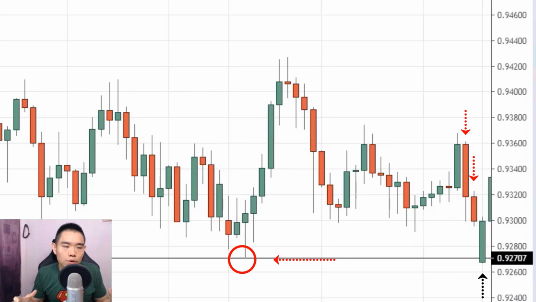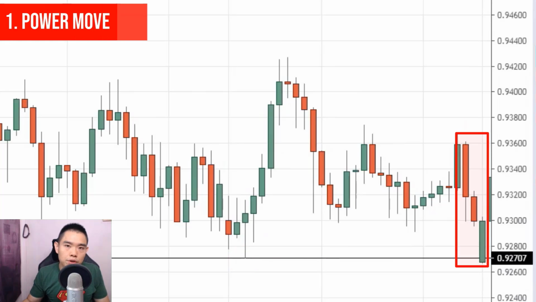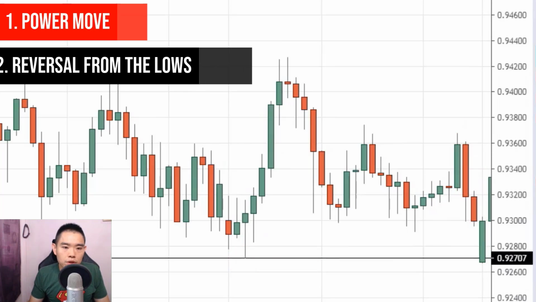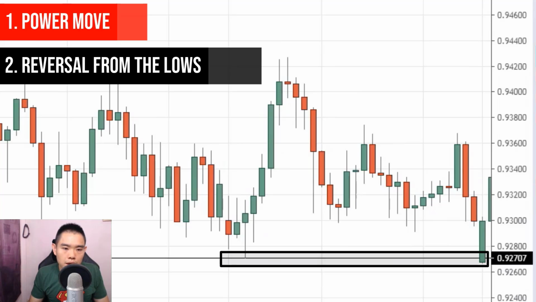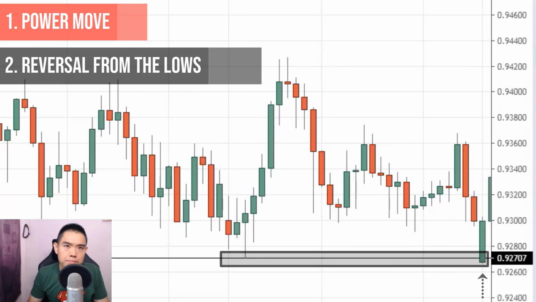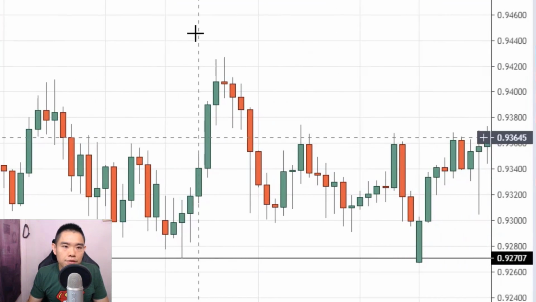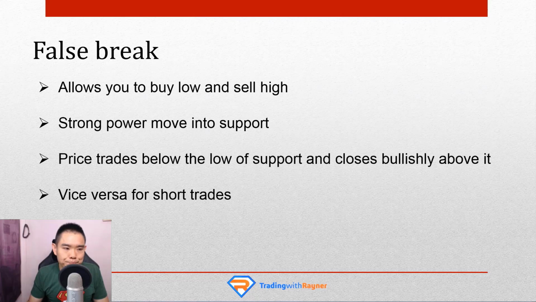So this is what I'm looking for, this simple price action pattern. Number one, a strong power move into support. Number two, wait for the price to trade below the lows of support, and then make a sudden reversal higher, closing bullishly above support. This is what I call the false break price action pattern. And just vice versa for short trades.